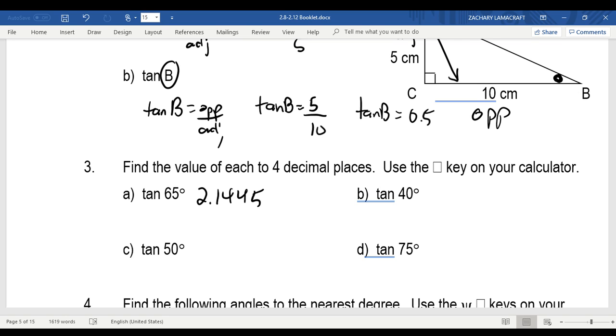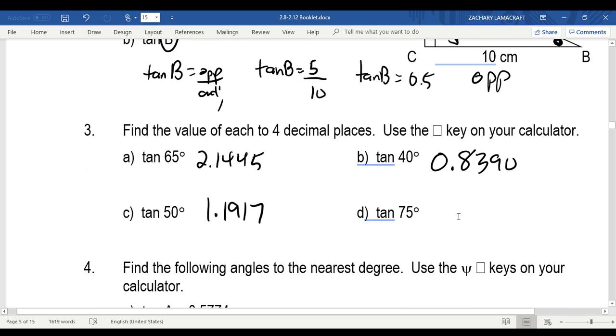0.8390. Is that what everyone else got? 0.8390. Awesome. How about tan 50? 1.1917. Agreed? And then the last one here, 75 tan or tan 75. Sorry, could you say that one more time? 3.7320. Cool.